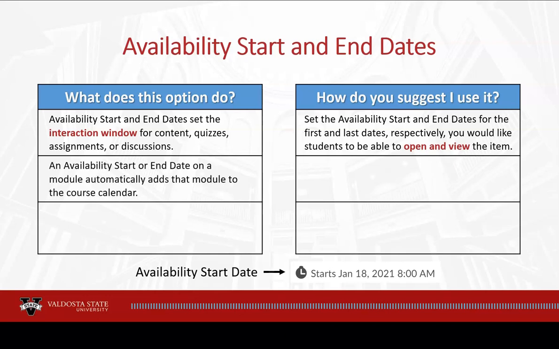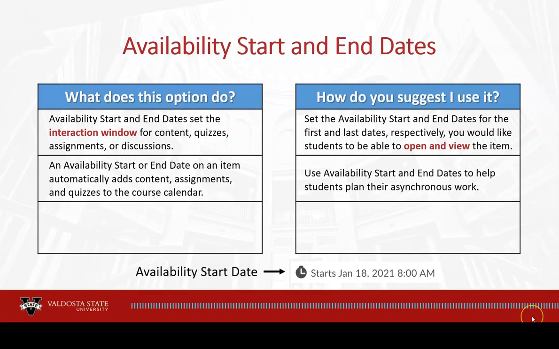An availability start or end date on a module automatically adds that module to the course calendar. To check what is displayed on the course calendar, click on Course Home in BlazeVIEW and scroll to the Calendar widget. Use availability start and end dates to help students plan their asynchronous work so they can manage their time in your course.